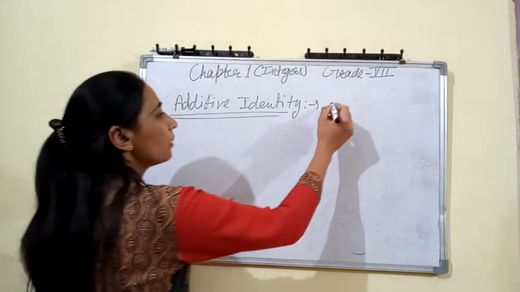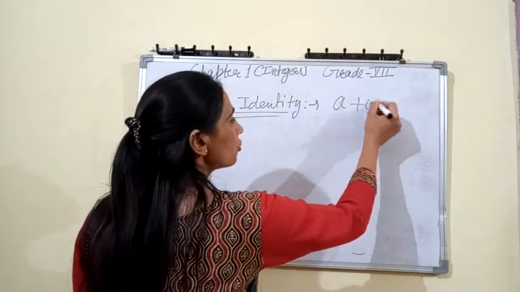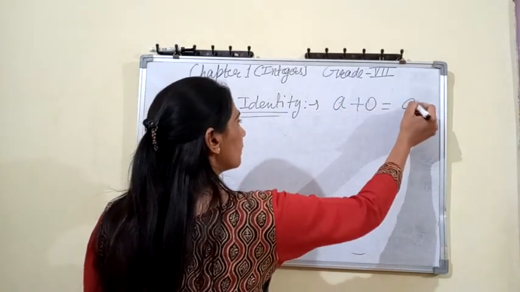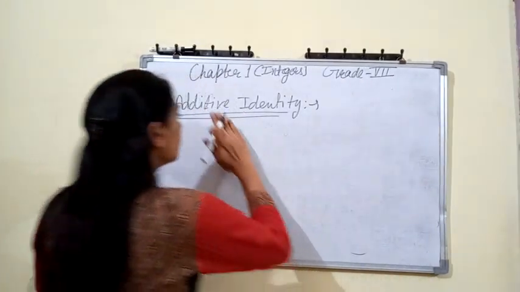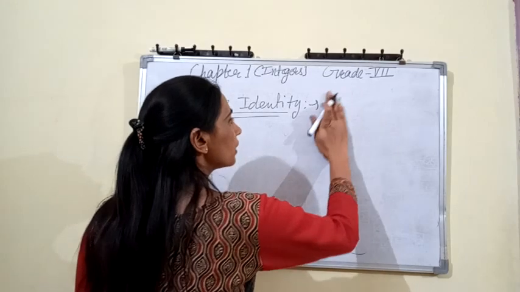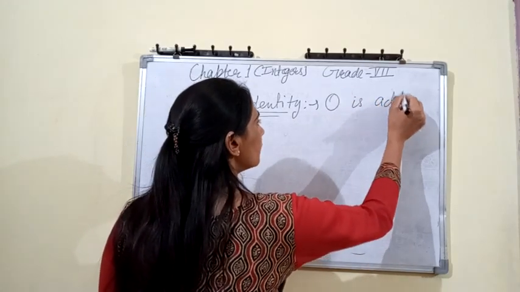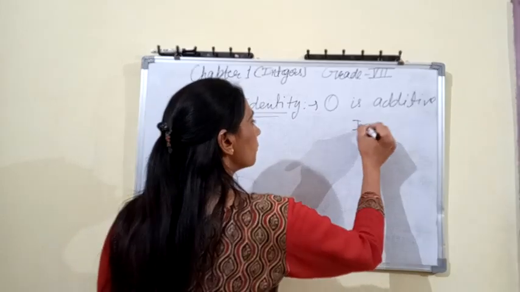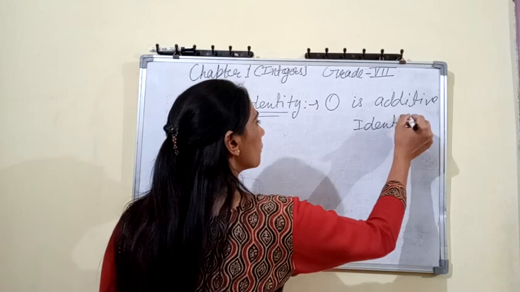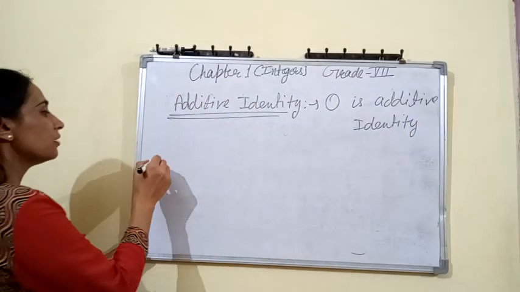So if I have any number, say A, and I am adding 0 to that, what will the result be? A. Yes. So we can say 0 is the additive identity. Okay, so next is additive inverse.